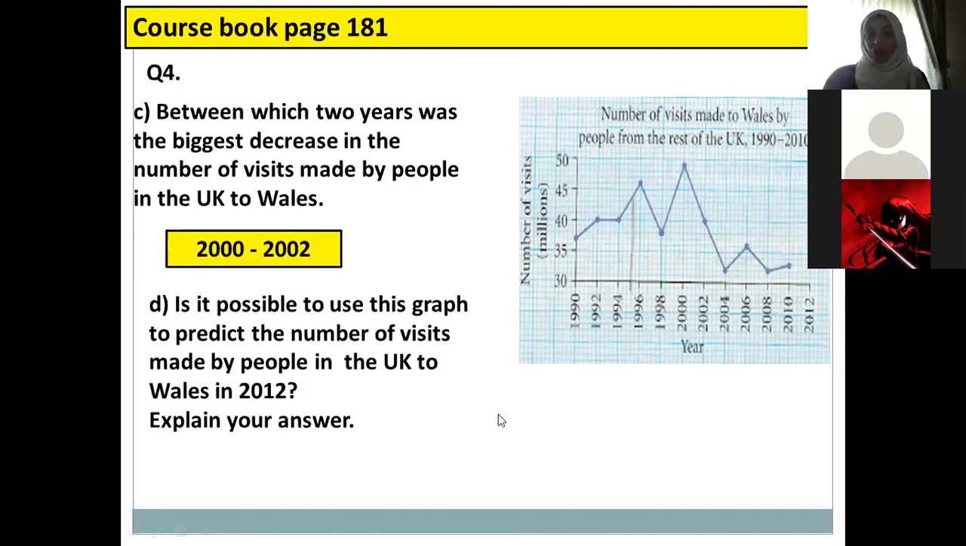Yes, that's right. We can't use it to predict what will happen in 2012. It might increase, it might decrease. It didn't follow a general trend. It was fluctuating. It was going up and down each and every time. So that's why we can't use it. Okay, I'm done with this part.